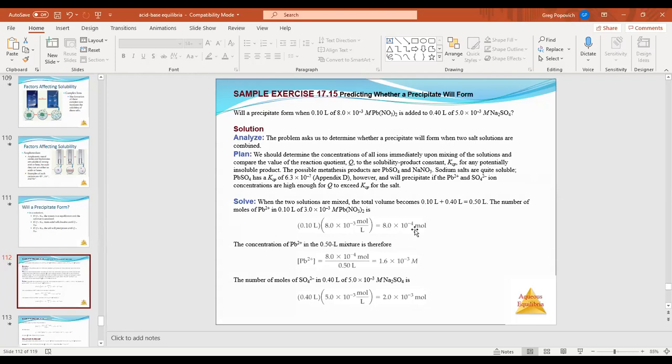You have to understand, I've mixed 100 milliliters with 400 milliliters. My total solution now is going to be 500 milliliters or 0.5 liters. So this is my constant, this is the number of moles of lead. It's no longer in 0.10 liters, but it is now in 0.50 liters. So to get the new concentration of lead, I'm going to have to take the moles of lead, divide it by the new volume. That gives me my new concentration of lead.